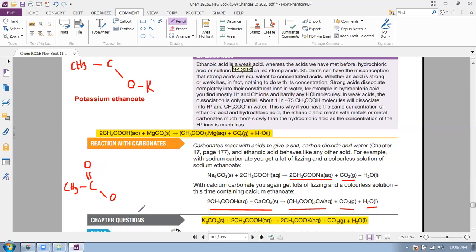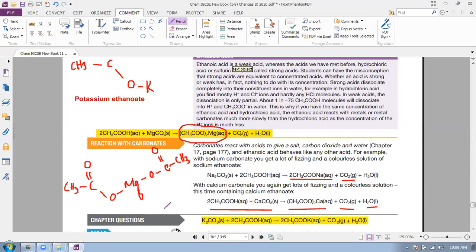This is the one ethanoate ion. Then magnesium. Then again another ethanoate ion. So O, carbon, oxygen, CH3. Look at this. There are two ethanoate ions. So this is the structure of magnesium ethanoate.